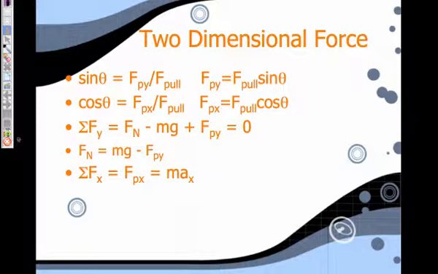That's the normal force. And then the x forces, all we have is the f of x in the x direction, and that is equal to ma. And I put max just because we're accelerating in the x direction, so you can keep that straight.